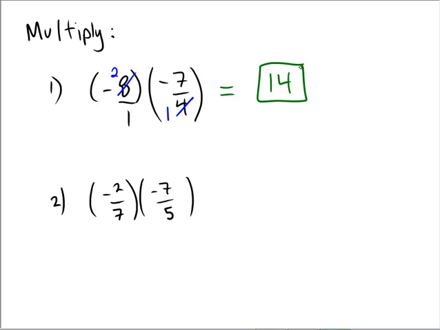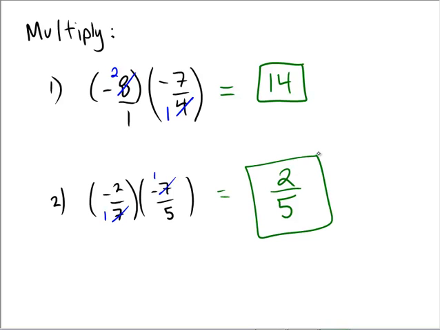Second problem is also a negative times a negative, so it is also going to end up being a positive number by the end. 2 and 5 don't reduce, but there's a 7 and a 7 actually, so 7 divides by 7 to be 1, and 7 divides by 7 to be 1, and so what's left over? On top, 2 times 1, and on the bottom, 1 times 5. Again, negative times negative indicates that this would be a positive result.